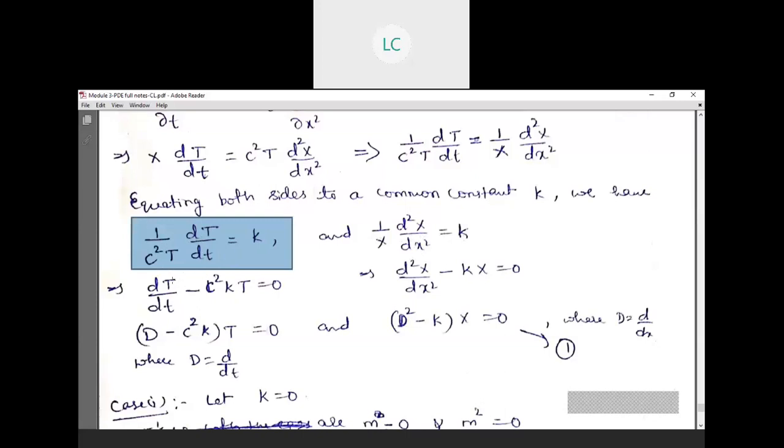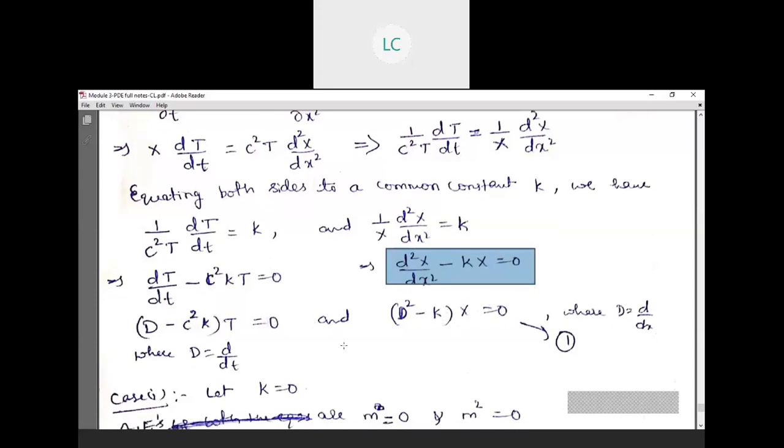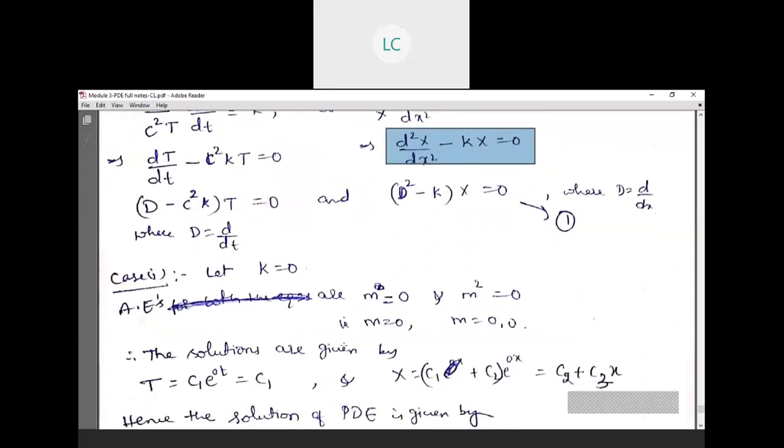Now shift the terms: dT by dt minus c square kT equal to 0 and d square X by dx square minus kX is equal to 0. Now we have it in standard ODE form. So now rewrite the derivative in terms of capital D. dT by dt can be written as (D minus c square k) T equal to 0, and the second one, (D square minus k) X equal to 0.